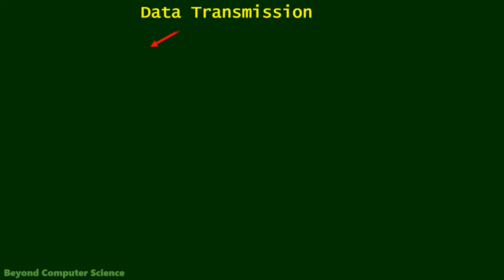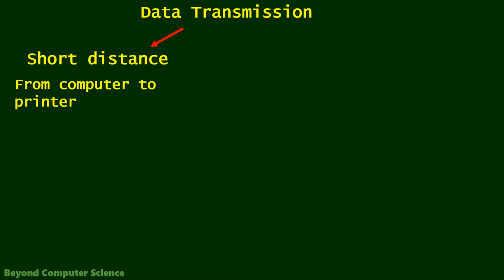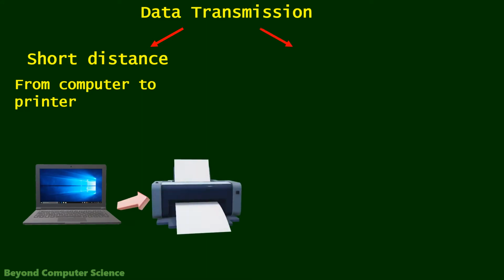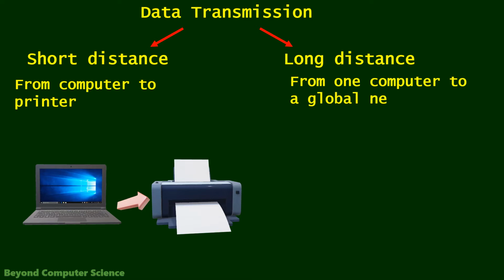Now, what is data transmission? You already know what data transmission is. Data transmission can be short distance, like from a computer to a printer. Both devices are close, and data can be sent from the computer to the printer. And data transmission can be long distance, like from one computer to a global network, like sending data to a satellite from your computer directly.